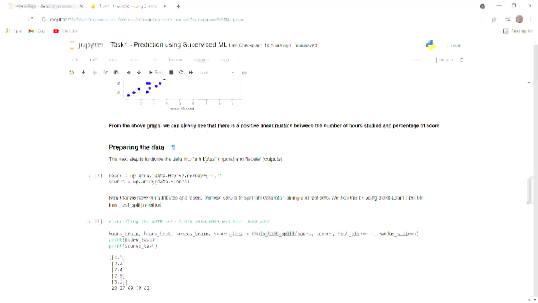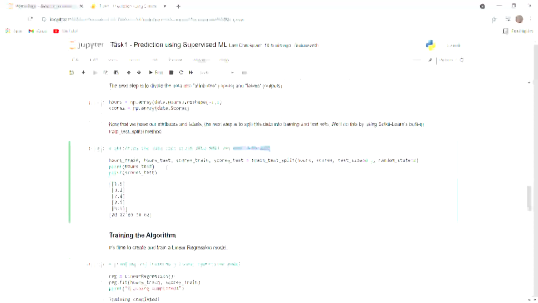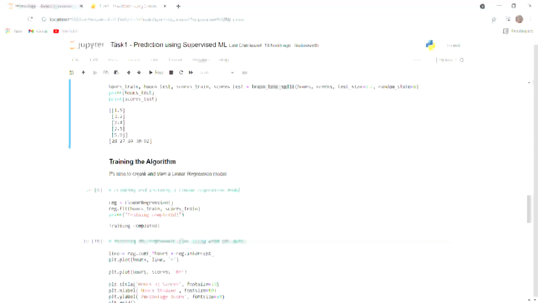So the next thing is that I've prepared the data. I've split the data into two parts, where 80% of the data would be used for training the model, and the remaining 20% would be used to test the model. I've done this using the train test split method, and now it's time to train our algorithm.